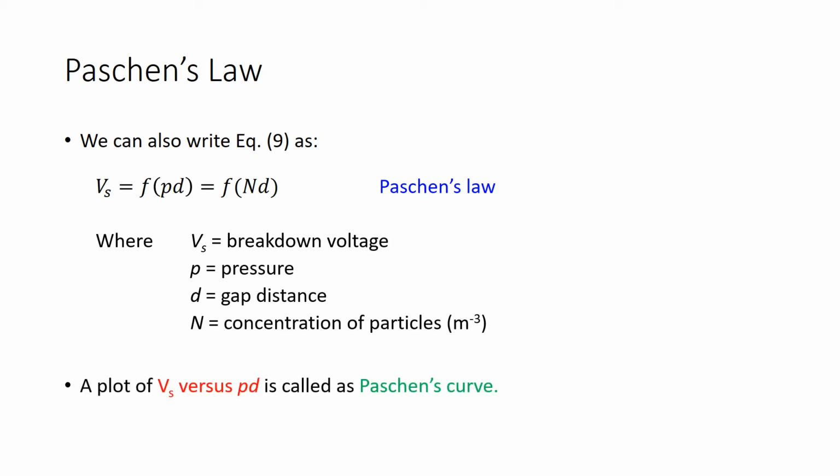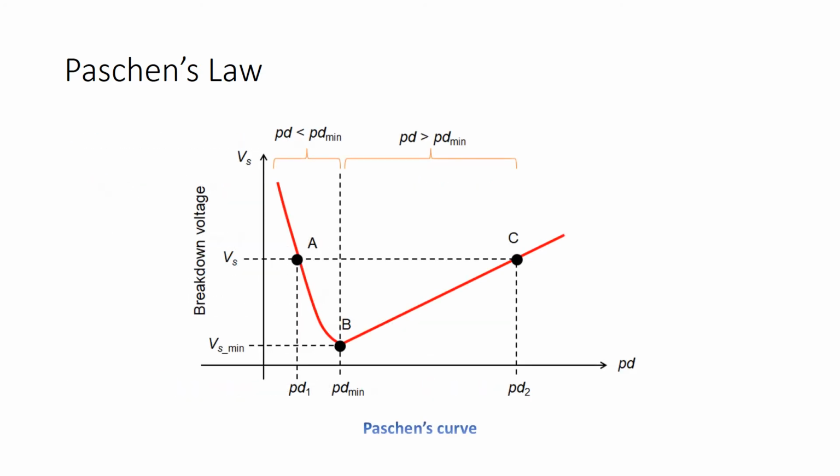If we plot Vs versus rho d, we will get a curve, and that curve is known as Paschen curve. This is a Paschen curve. On your y-axis, you have your Vs, and on your x-axis, you have your rho d. So we have two regions. The first region is rho d less than rho d minimum, and the other region is rho d greater than rho d minimum. And there is one important point on the curve, which is the Vs minimum. When Vs is minimum, your rho d is also at its minimum point.